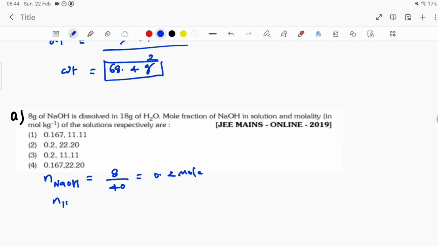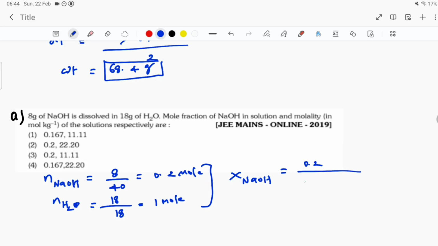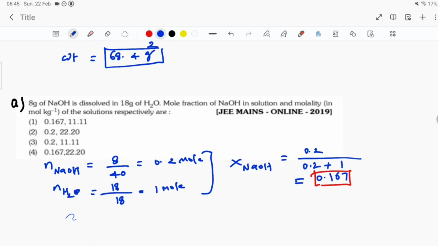Then the number of moles of H2O is equal to 18 by 18, which is 1 mole. Okay. So now based on this information, mole fraction of NaOH is equal to moles of NaOH by total moles, 0.2 plus 1, which is 0.167. Two options have 0.167. So mole fraction here is 0.167. And we need to calculate even molality.